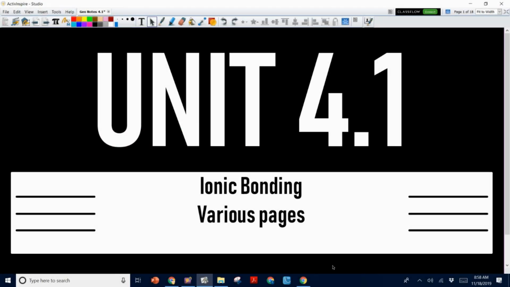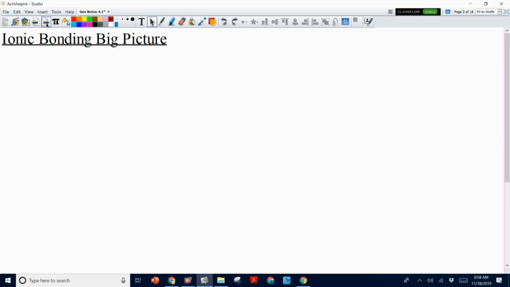Welcome back. This is Unit 4.1 on bonding, and we're going to start off talking about ionic bonding. We've talked about elements a lot, and this is really the first unit where we're going to talk about how elements come together to form compounds. So let's look at the big picture of ionic bonding.